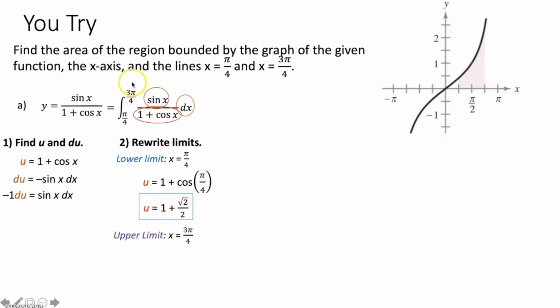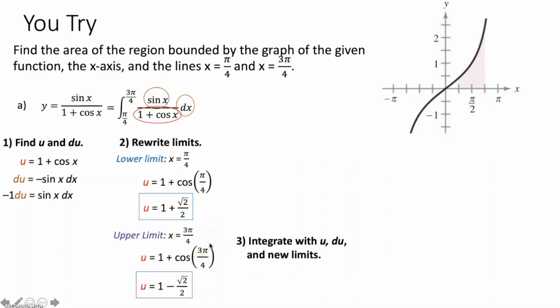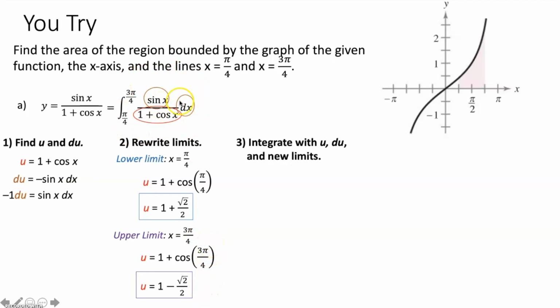I then do the same thing for my upper limit of integration, 3 pi over 4. Plug that in for x in whatever I set u equal to, simplify, and I get my new upper limit of integration is going to be 1 minus rad 2 over 2. Now that I've rewritten my limits of integration, I can rewrite this definite integral up here with my new limits of integration in terms of u and du.